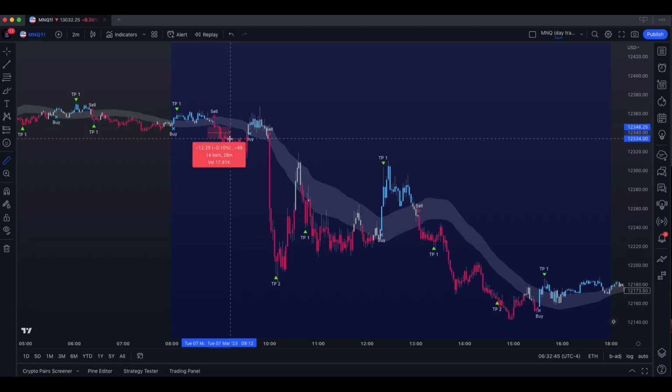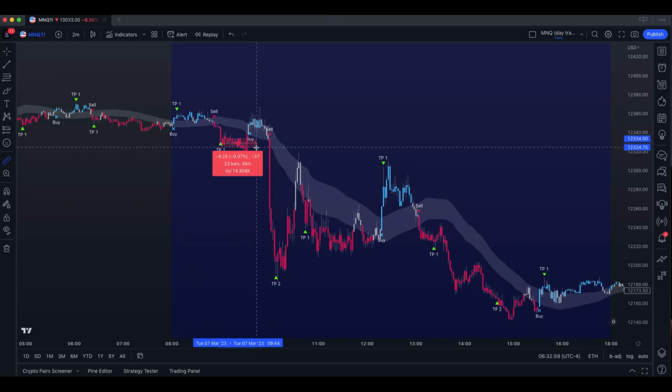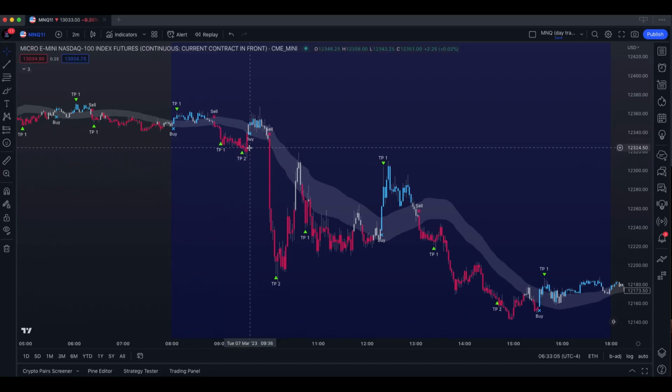But here at about 12 points, I would have closed my position by 60%. And from TP1 here to TP2, that would be an additional 10 points. And at this point, I would have probably taken out another 30%. So it would be just 10% left in the market.